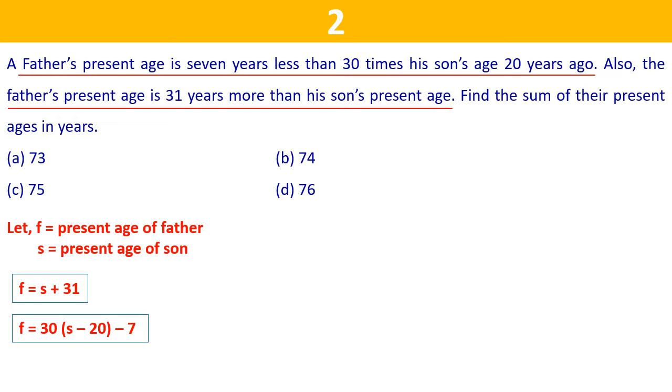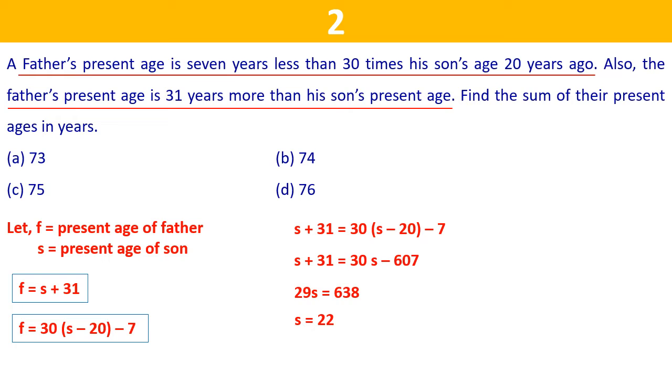Now what we observe here, the left hand side of both the equations is same, F. So we can equate the right hand side like this. And let us simplify this. So S plus 31 is equal to 30S minus 600 minus 7, which is minus 607. So 29S is equal to 638. And dividing 638 by 29, we get the age of son as 22 years.